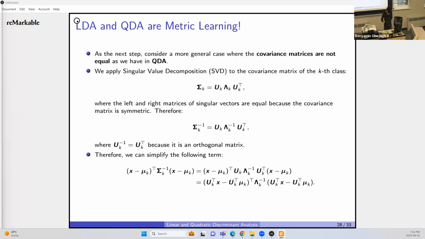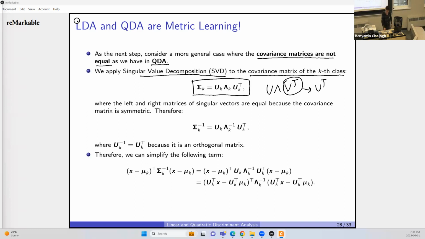As a next step, consider a more general case, because we assumed that the covariance matrices are equal to identity. Now let the covariance matrices not be equal, as in QDA, the general case. Let's apply singular value decomposition, recall the preliminaries, SVD, to the covariance matrix of the kth class. If you apply eigenvalue decomposition, U delta U transpose, U becomes the eigenvectors and delta becomes the eigenvalues. But if you see it as a singular value decomposition, you will have U sigma V transpose, but V transpose becomes U transpose. Why?